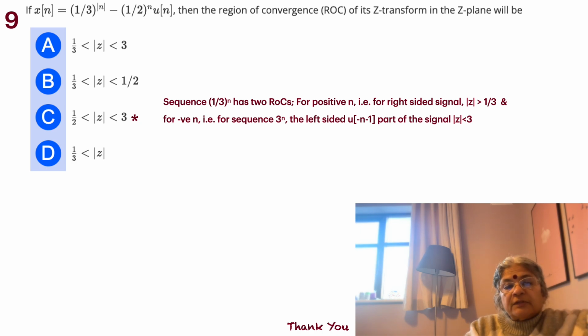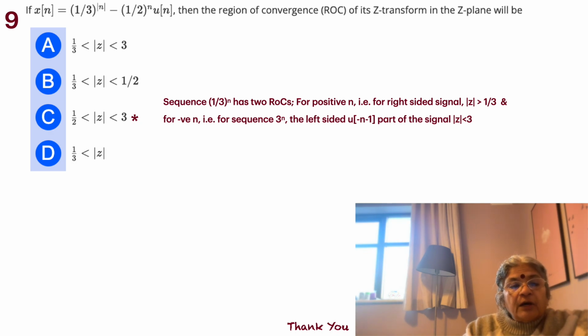Then the region of convergence of this z transform in the z plane will be what? In this case we realize that the sequence with an amplitude equal to 1/3 has two components. For the positive n, the right sided signal, |z| greater than 1/3 is important. On the other hand, for the negative n, the sequence is such that we are going to have the region of convergence below 3. So less than 3 is going to be the region of convergence.